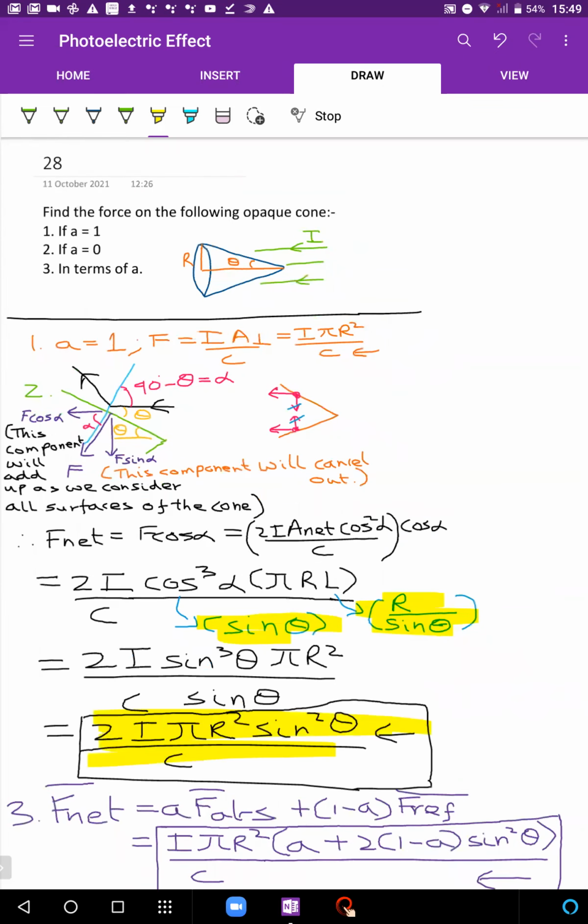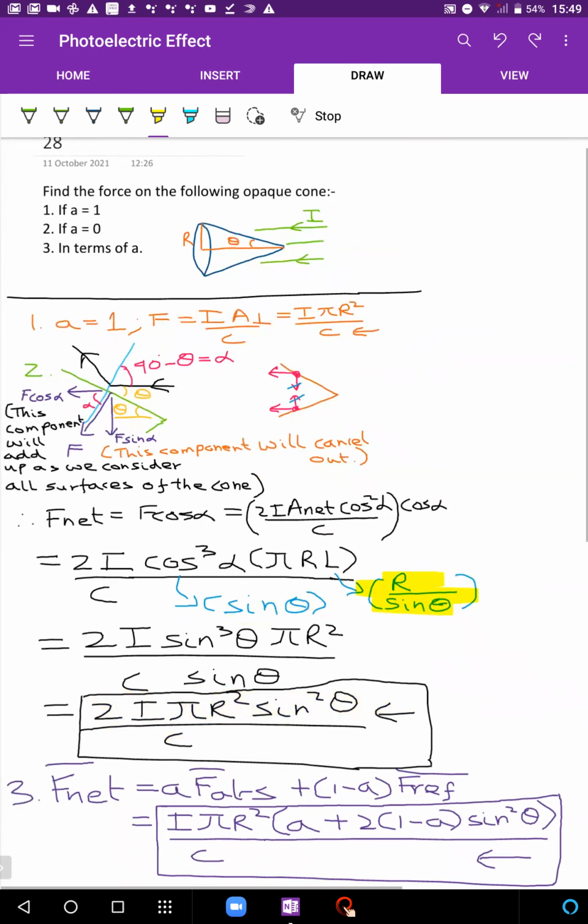Did you get it? And finally, like if the cone was partially reflecting, partially absorbing, मतलब absorptivity दिया है, then the idea is incoming light का जो intensity है उसका only a fraction is absorbed. So force for that would be, instead of I pi r square by C, it would be a into I pi r square by C.